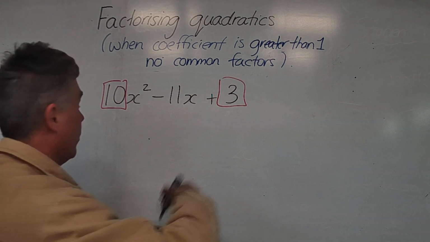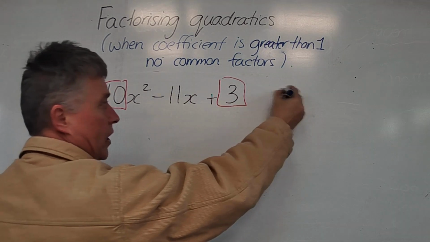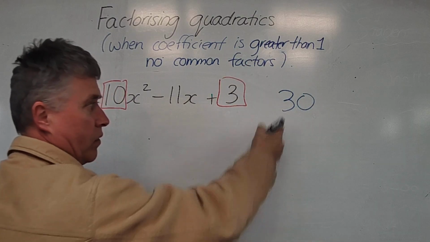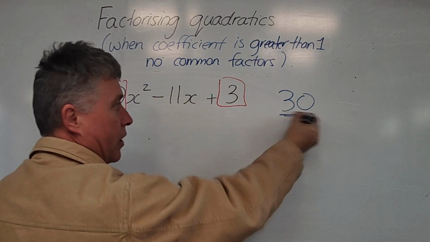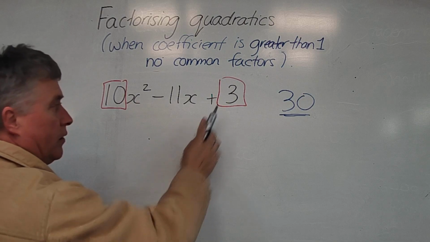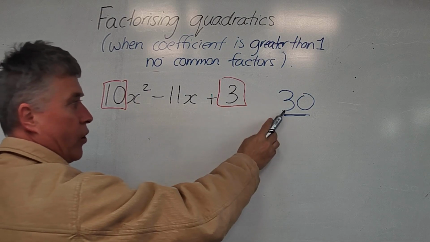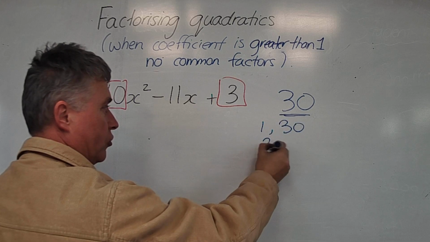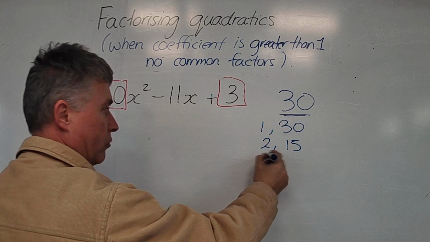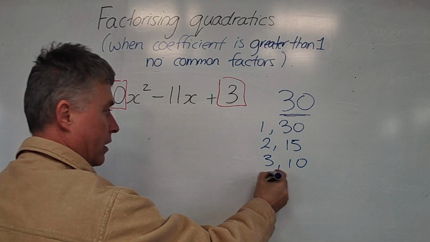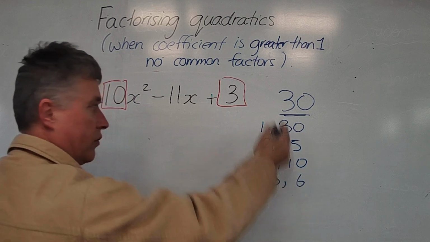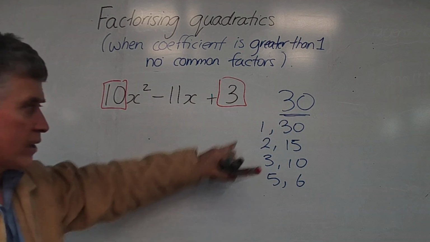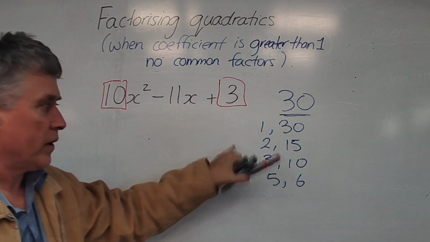So I'm going to go 10 times 3 is 30. So that's the number I'm going to use. Instead of the 3, I'm going to find multiples that make 30. So 1 and 30, 2 times 15, 3 times 10, and 5 times 6. Okay, so I've got my list there. Remember, they could be negatives or positives, whatever.